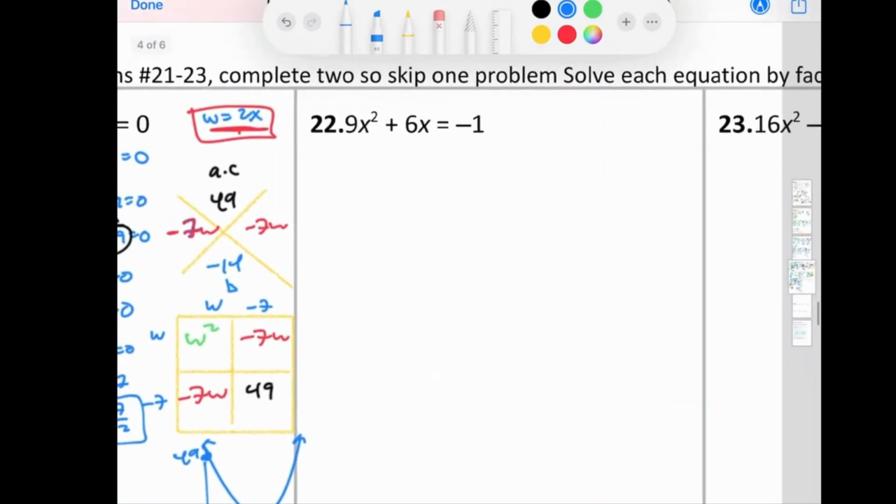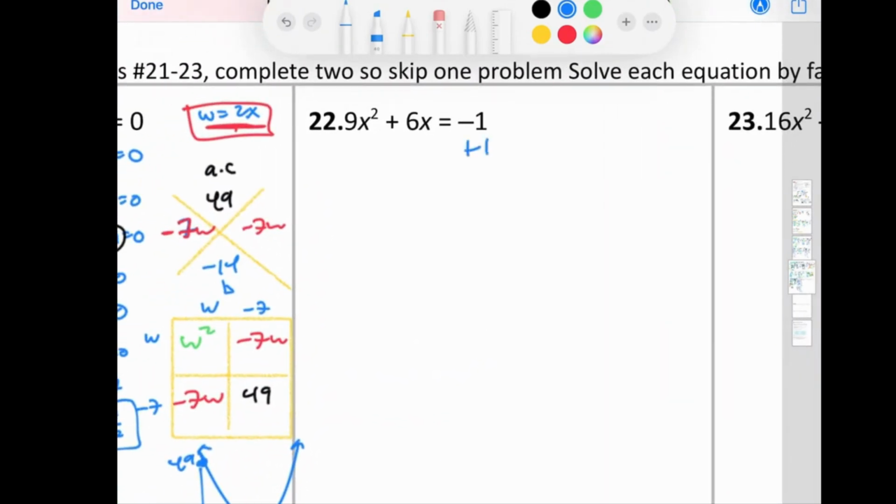Alright, number 22. 9x squared plus, don't do 7x, that's 6x plus 1 because they're not like terms. And then pick your favorite variable. I'll call mine y. Why, Mr. Ing? Why did you pick that?